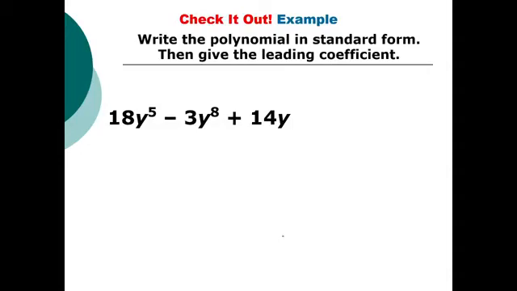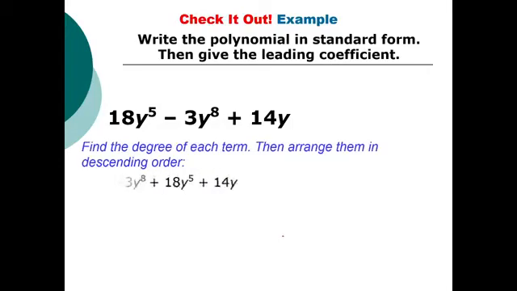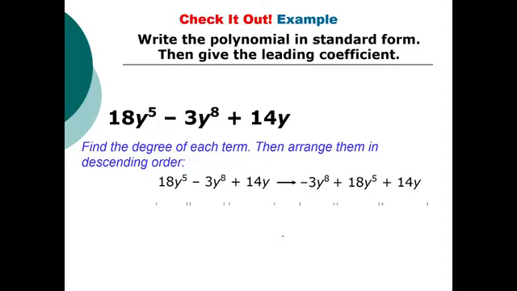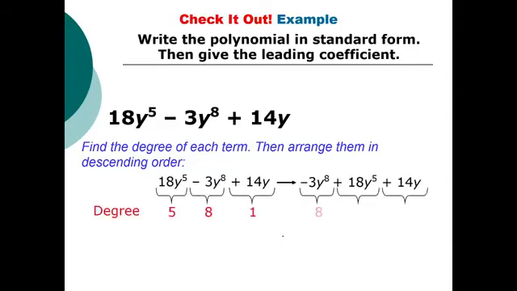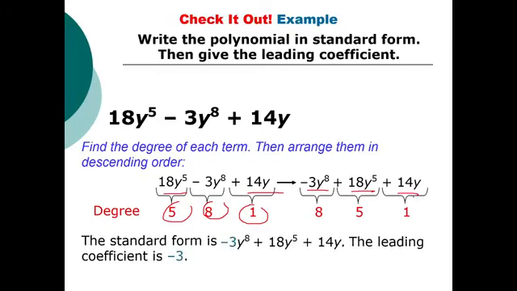Now, what about this? Arrange again. Determine its degree. Arrange now. So I'm going to have the 8 start, then the 5 next, and then the degree 1 will be the last one. So the leading coefficient is negative 3.